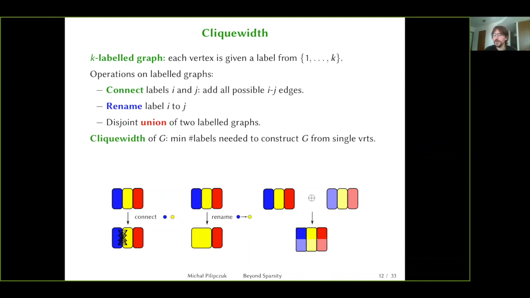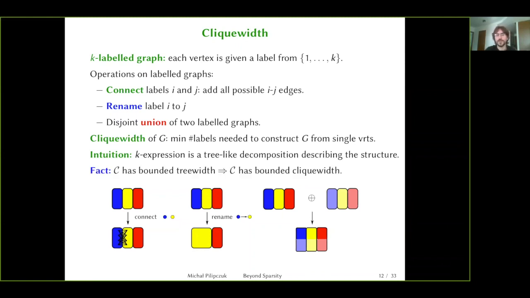And the clique width is the minimum number of labels that you need in order to construct a graph from single vertices. And the intuition is that this way of constructing can be written as an algebraic term, which is called the k-expression. And this gives you a sort of tree-like decomposition that describes the structure of the graph. This notion of clique width generalizes the notion of tree width, in the sense that if a class has bounded tree width, so there's a universal bound on the tree width of all the members of my class, then the class also has bounded clique width.